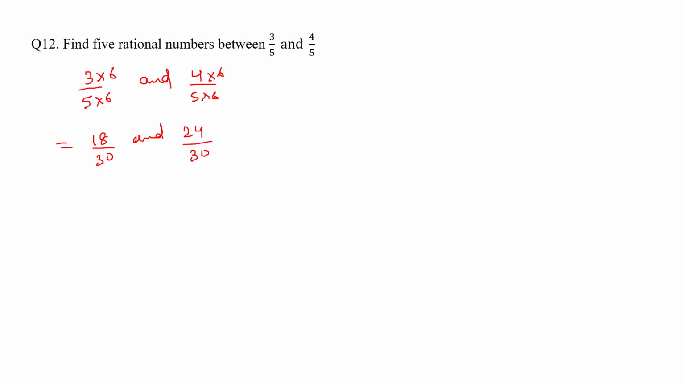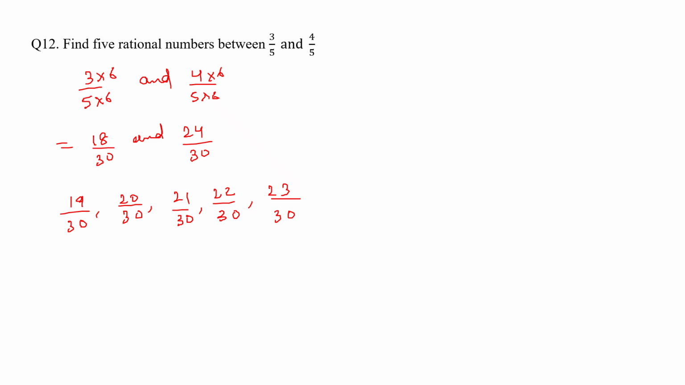Now if you see, between 18 and 24 you will get exactly 5 rational numbers, and those rational numbers will be 19 by 30, 20 by 30, 21 by 30, 22 by 30 and 23 by 30. Okay, so this is your 5 rational numbers.